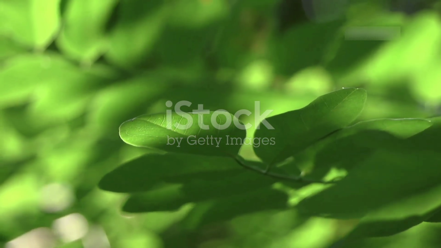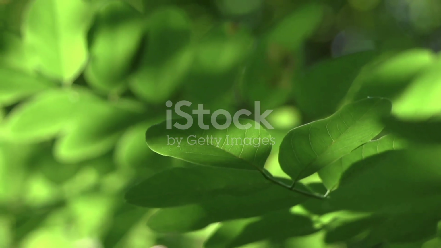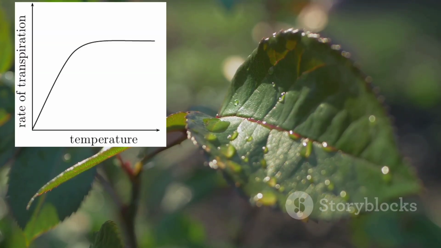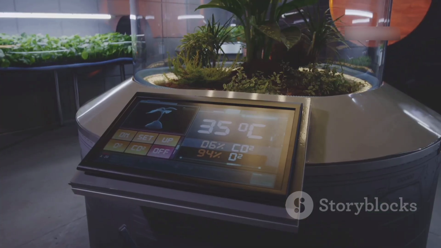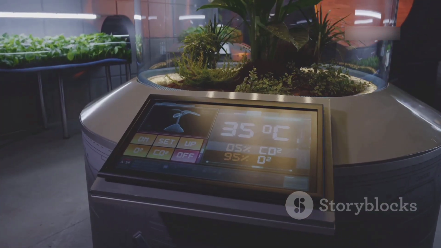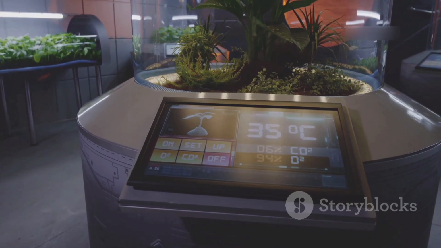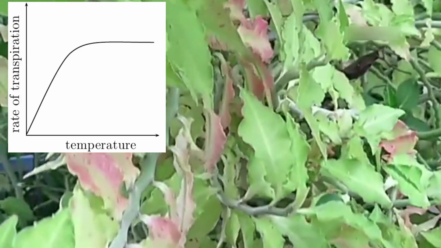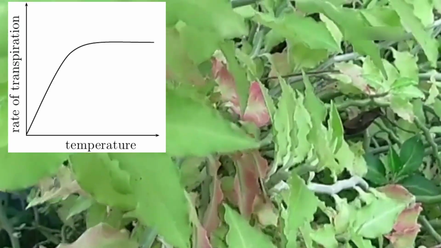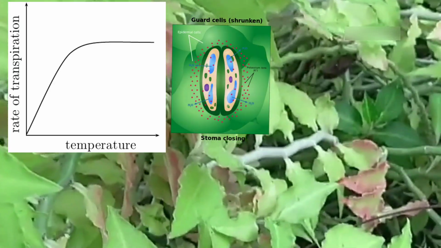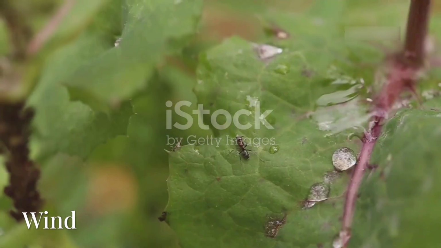Temperature greatly influences the rate of transpiration. Plants transpire faster at higher temperatures because the rate of evaporation increases as temperature goes up. It's estimated that within a certain limit, a rise of temperature by 10 degrees Celsius can double the rate of transpiration. But if the temperature exceeds 40 to 45 degrees Celsius, then the stomata get closed and transpiration basically stops.